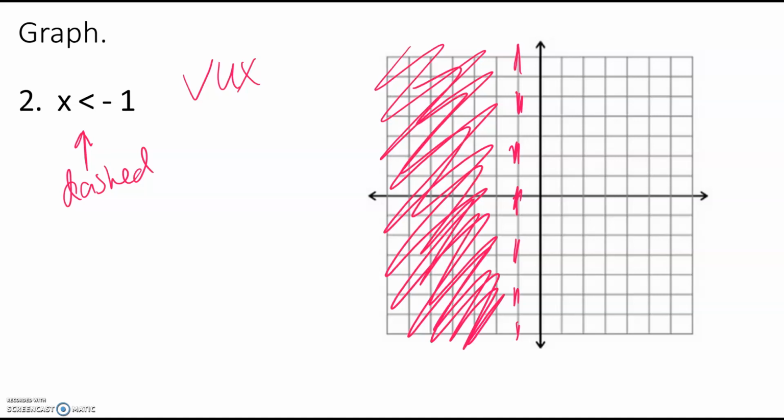Again, if you're not sure, feel free to pick a point and test that point. If I plug this in, that's negative 2, which would be less than negative 1. That does work, so I know I shaded in the right direction.